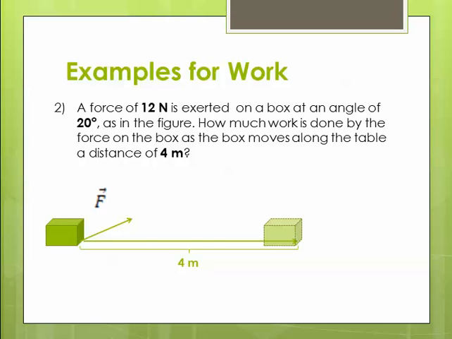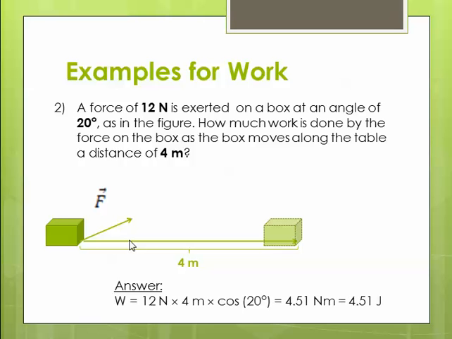Now we see the box, it is here, and it is moving in this direction along the table for 4 meters. Now the force which initiates this movement points slightly upwards at an angle of 20 degrees. So what we need to know is the projection of the force onto the displacement vector. Here we find the projection. And this part here is the magnitude of the force times the cosine of the angle.